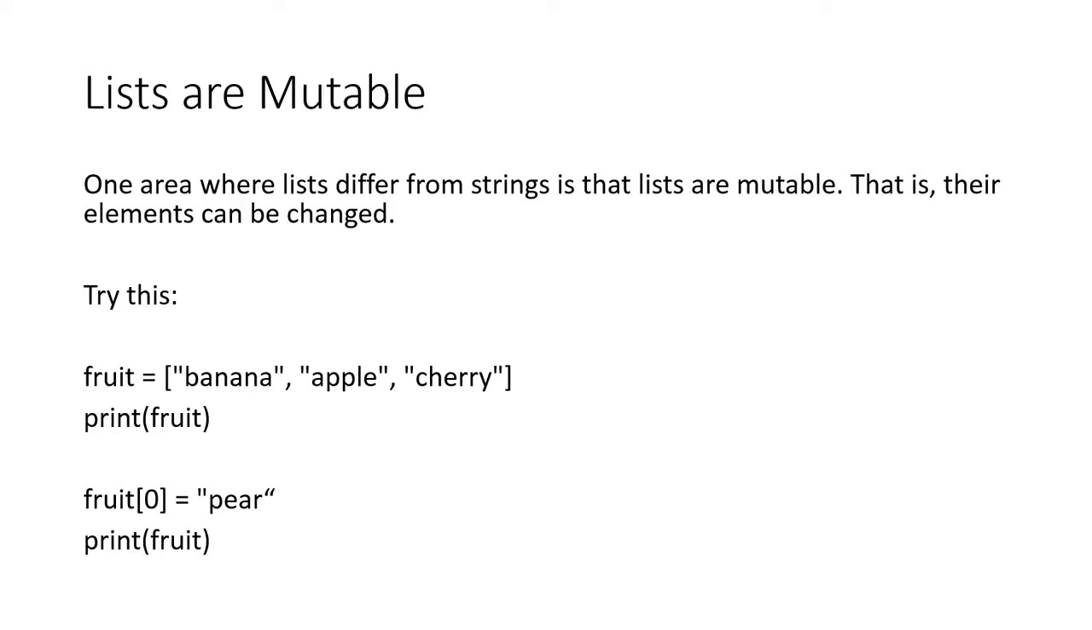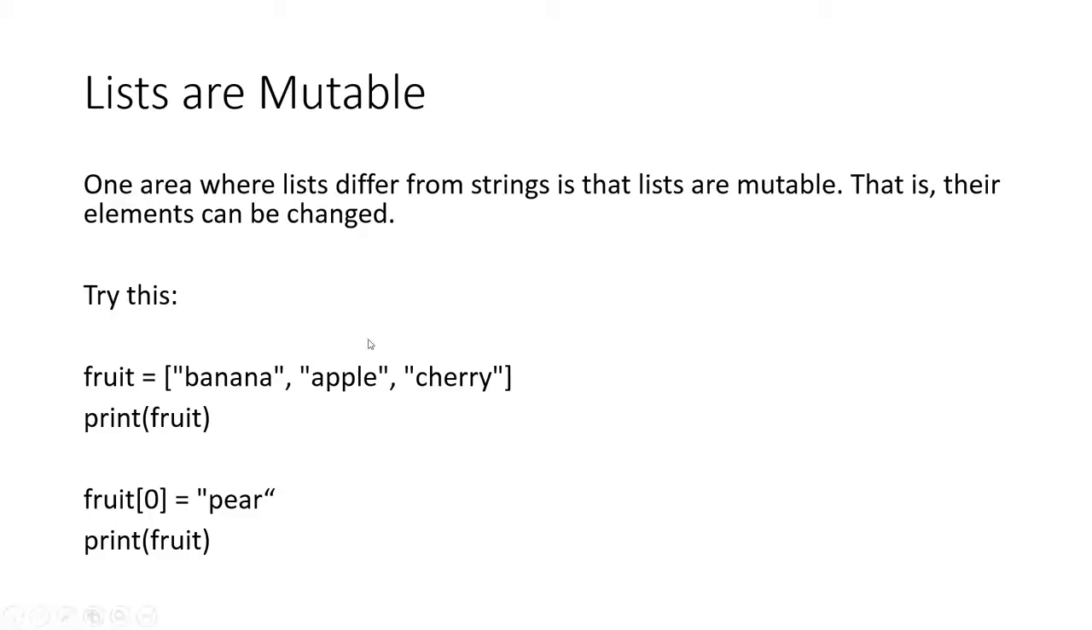Now, one of the big differences between strings and lists is that lists are mutable. If you remember from our discussion of strings, we talked about how strings are immutable. That means that their elements couldn't be changed. You couldn't pick one letter out of a string and change it with another letter without completely erasing and recreating the whole string. Lists don't have that property. Lists can have their elements changed.